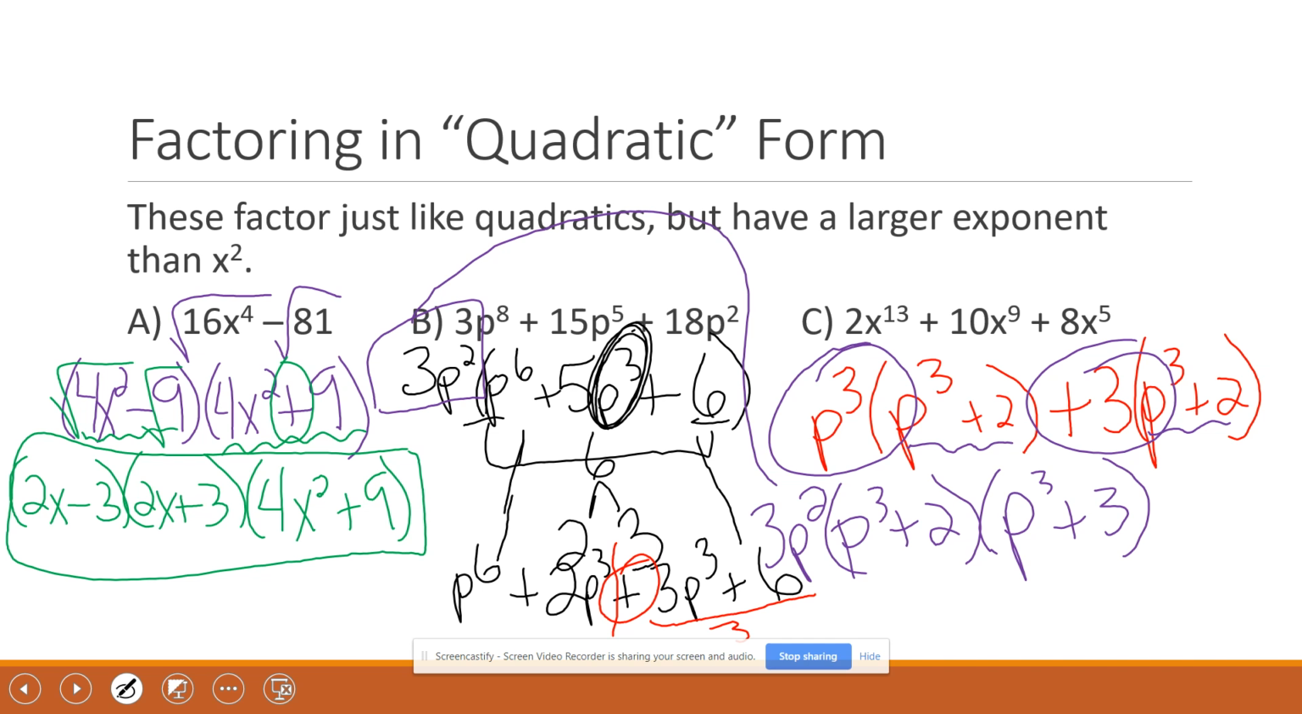So p to the third is a cube, so we need to check, is 2 a perfect cube? No, I don't have anything exactly identical 3 times that can multiply to 2, so that's good. What about p cubed plus 3? Is 3 a perfect cube? No, again, that's a prime number. So this is as simple as this one will get.